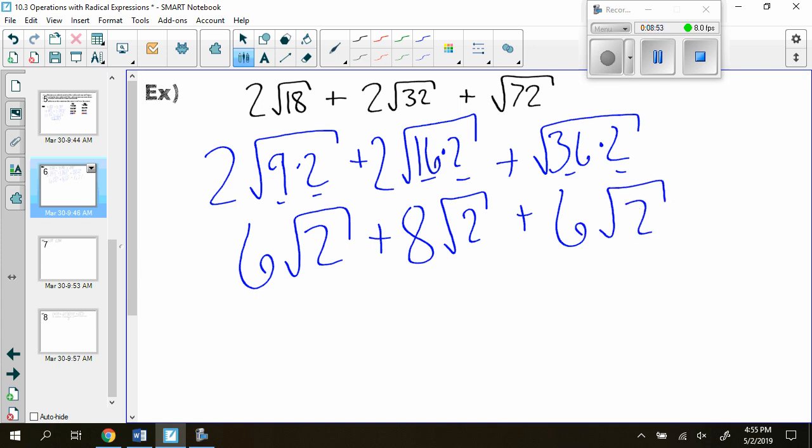So you can see by manipulating 18, 32, and 72 to 9 times 2 and 16 times 2 and 36 times 2, now I've got it where all of my radicands match. That's all 2's. So 6 and 8 and 6, we've got 12 and 8 is 20. So 20, keep my last name the same, square roots of 2.